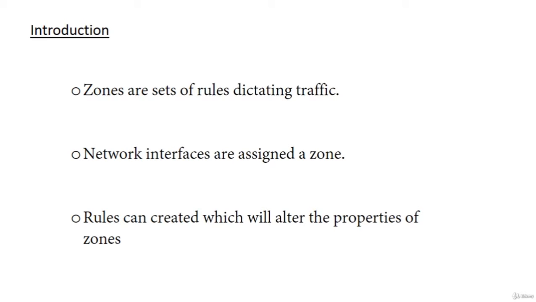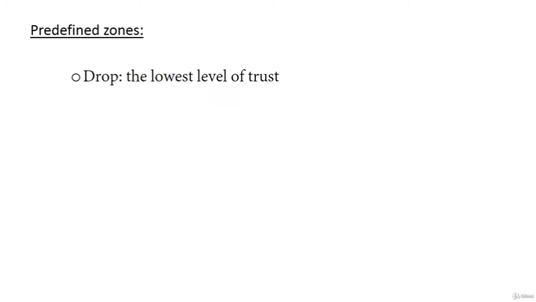From the least trusted to the most trusted, we're going to discuss the predefined zones in Firewalld. The very first one is drop. This is the lowest level of trust. All incoming connections are dropped without reply and only outgoing connections are possible. The second one is block. It's similar to drop, but instead of simply dropping connections, incoming requests are rejected with an ICMP host prohibited or ICMPv6 adm prohibited message.